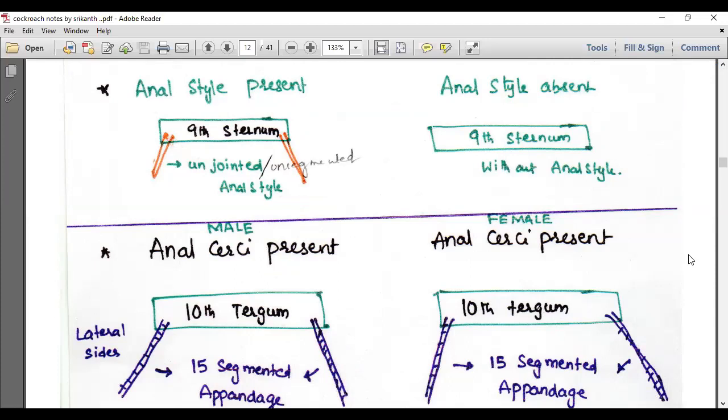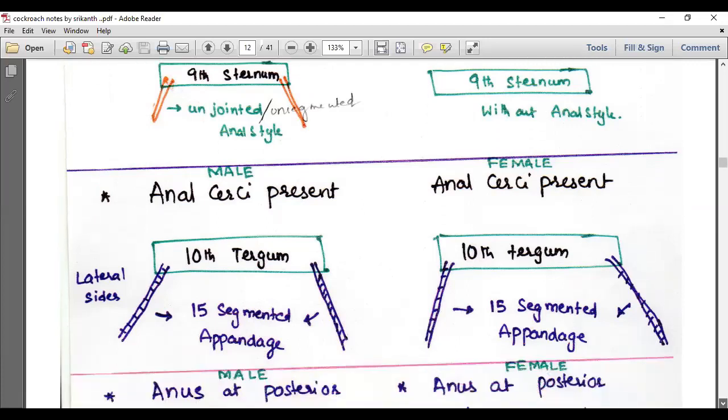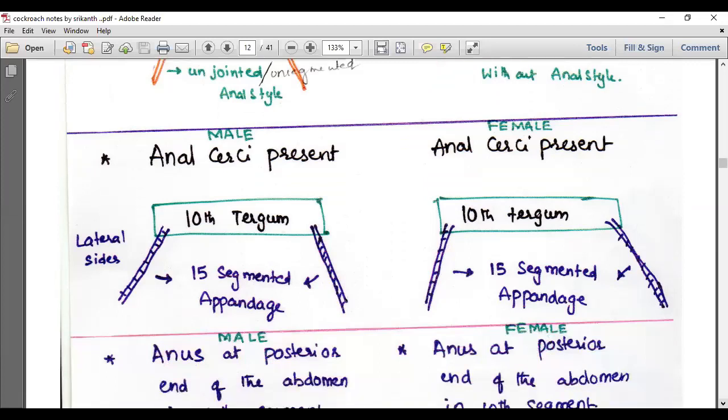With this particular information, when you see the original picture of the cockroach, you can clearly see where to find the anal cerci and anal style. So we will make a session for the visuals of the cockroach.